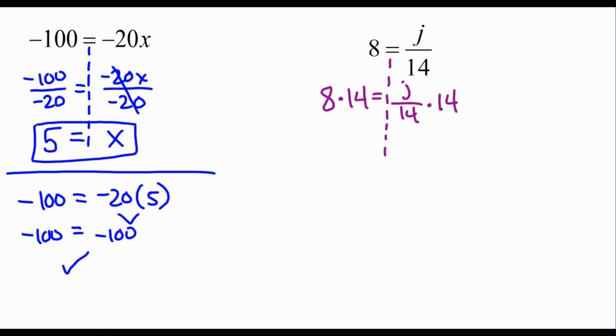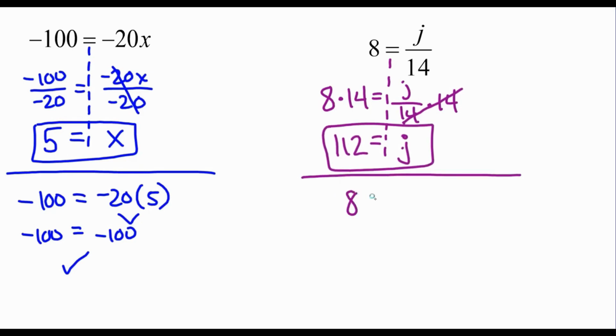And on the left-hand side, 8 times 14 is 112. And then these two will cancel each other out, and I'm left with just j. J is equal to 112. And again, if I do a quick check, 112 divided by 14 is 8. 8 equals 8. I know I got the right solution.